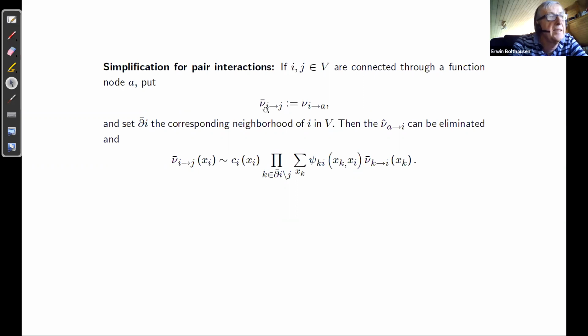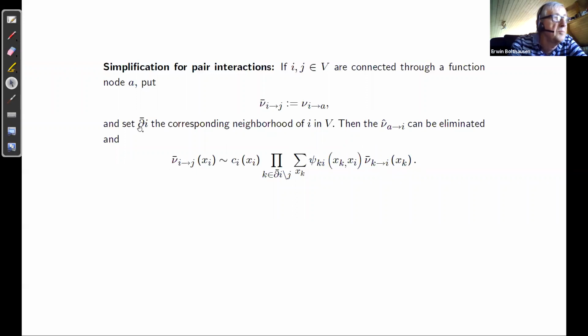A is uniquely defined by i and j if i and j are connected through a function node and you just have pair interactions. And then you're just defining it in this way, as from i to A as before. And then you can just write down one equation. In that case, if you just have pair interactions, you have one single equation. You don't have to have these two equations here. So they are just given by this equation here.